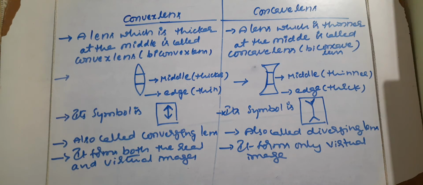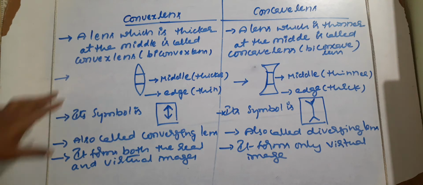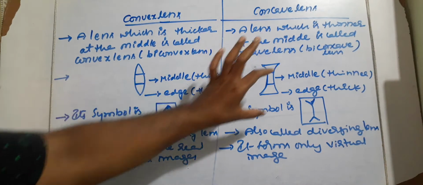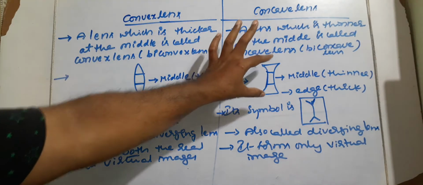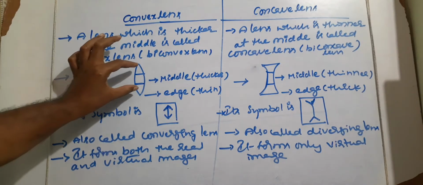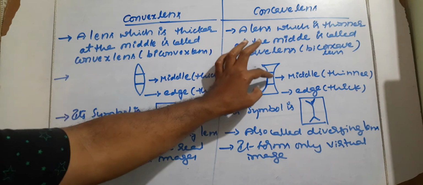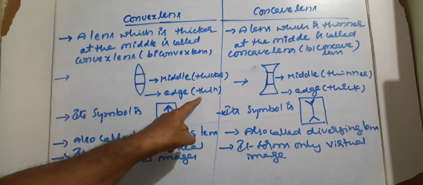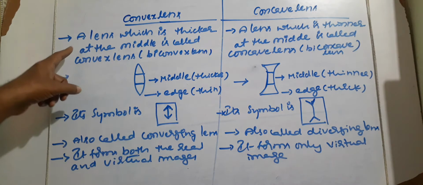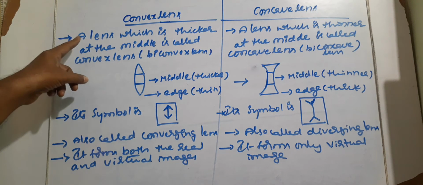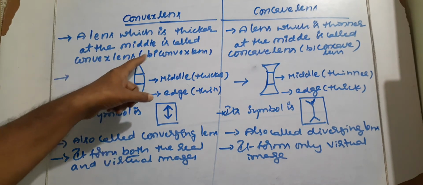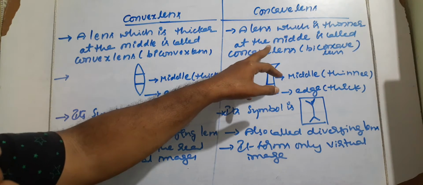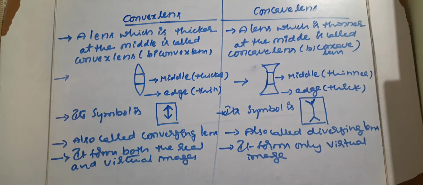So you can see, it is written on the board. This is the diagram of biconvex lens and biconcave lens, simply called convex lens and concave lens. In the middle of this lens, it is thicker; in the middle of the other lens, it is thinner. At the edge of this lens, it is thin; at the edges of the other, it is thick. So in the definition, a lens which is thicker at the middle is called convex lens. A lens which is thinner at the middle is called concave lens.